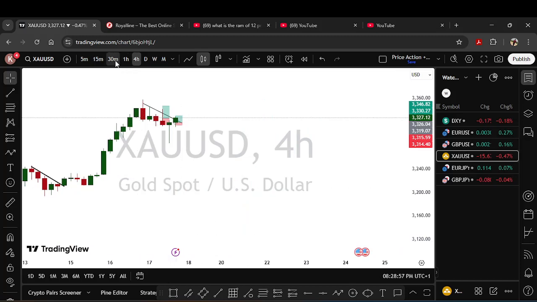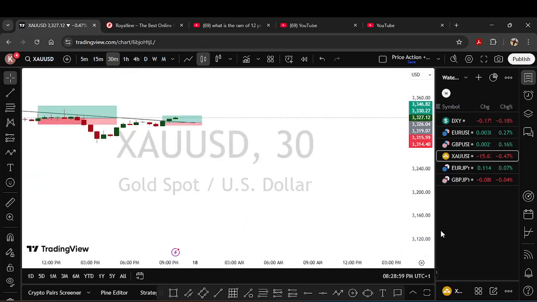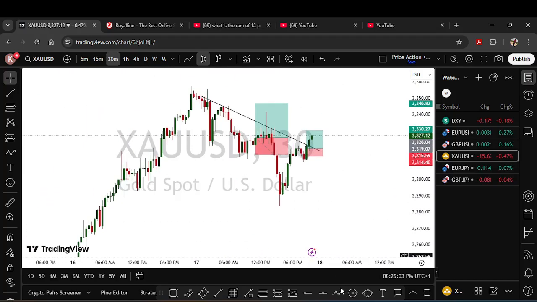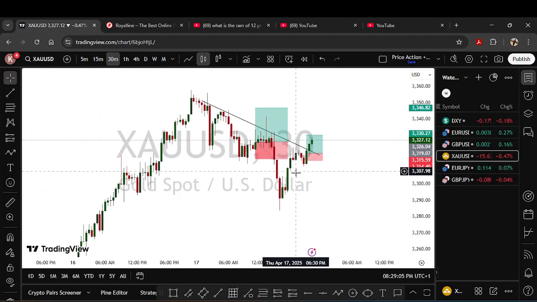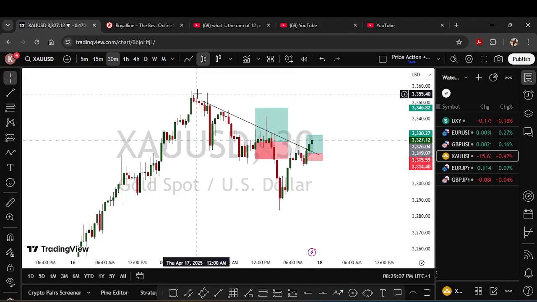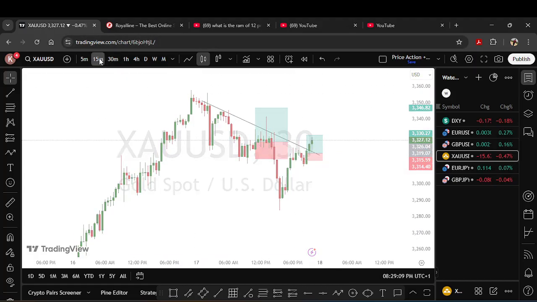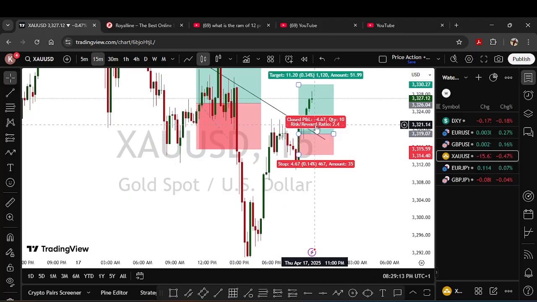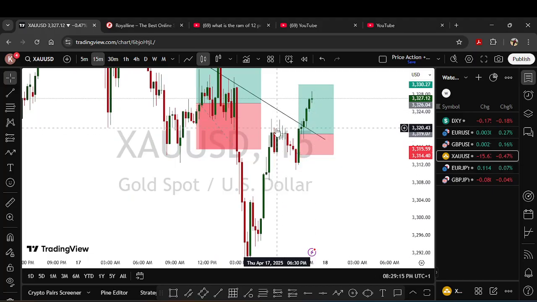I was actually looking to buy this market on Thursday. I was expecting it to break this trend line and I was hoping for a very good sell, which it did. This is what I was looking out for: this break and then retest.